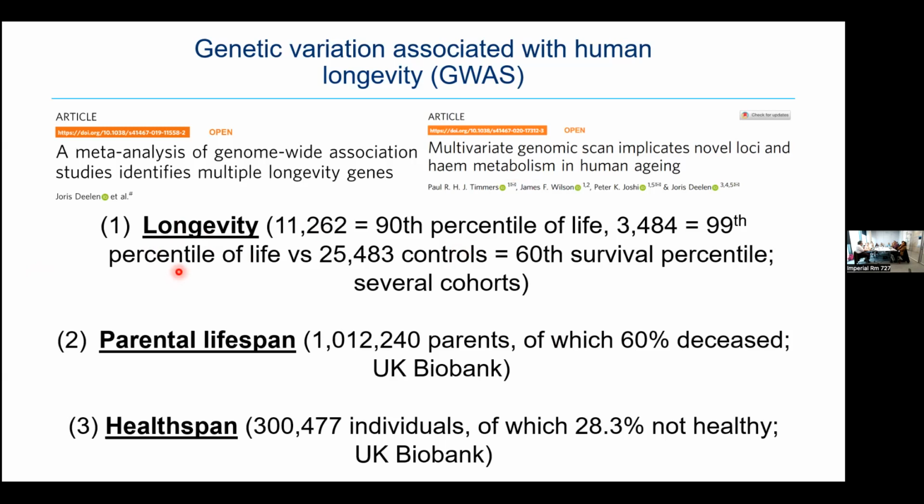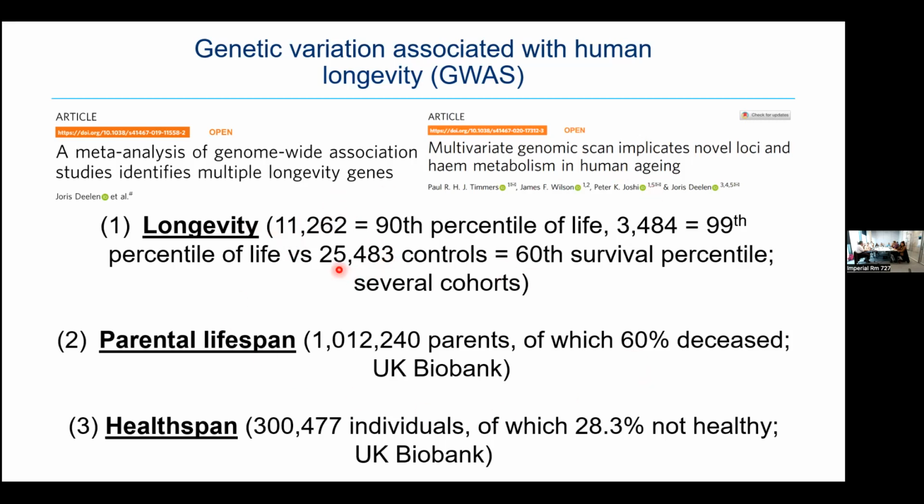So the first is longevity. So this is surviving to the 90th percentile of life and comparing that to the 60th percentile of life. So in real terms, that speaks to a person surviving to 75 years of age for the 60th percentile compared to 89 years of age for the 90th percentile. So basically we're looking for genetic variation that underlies that gap of 14 years. And these are the types of sample sizes we're looking at, around 11,000 to 25,000.